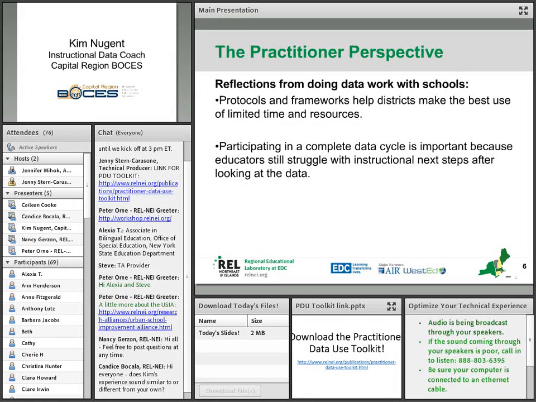So, reminding our teachers and administrators that this is a cycle. So we have to keep looking at data. We have to keep talking about it. It's not a one-time shot where you talk about it and then you're done. They're good at sharing their observations, but they're still struggling with the now what.